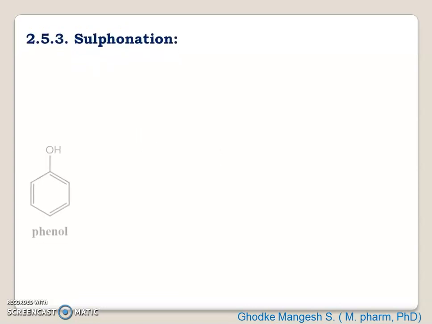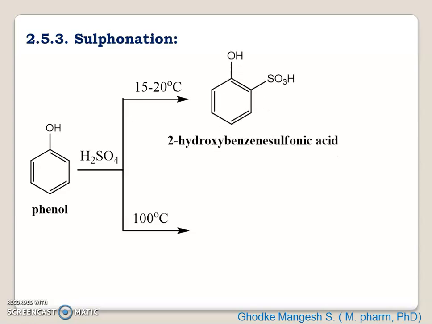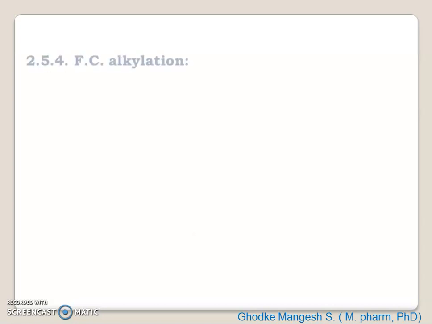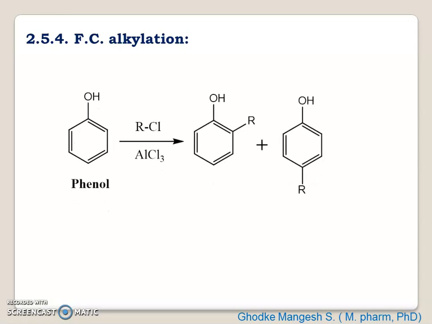Next reaction is sulfonation. When phenol is reacted with sulfuric acid at 15 to 20 degrees Celsius, it will give 2-hydroxybenzene sulfonic acid. And when the same reaction is carried out at 100 degrees Celsius, it will give 4-hydroxybenzene sulfonic acid. Now the next reaction is Friedel-Crafts alkylation. Here phenol is reacted with alkyl chloride in the presence of catalyst anhydrous AlCl3. It will give the alkyl group at the second position or at the para position, the fourth position.